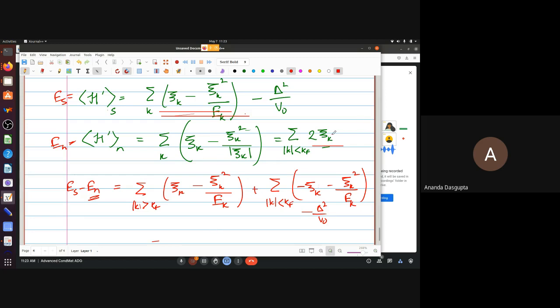You're subtracting this. But this sum only is for mod k less than kf. So you're subtracting twice xi k when mod k is less than kf. That's all we are saying. Okay? Is that okay?